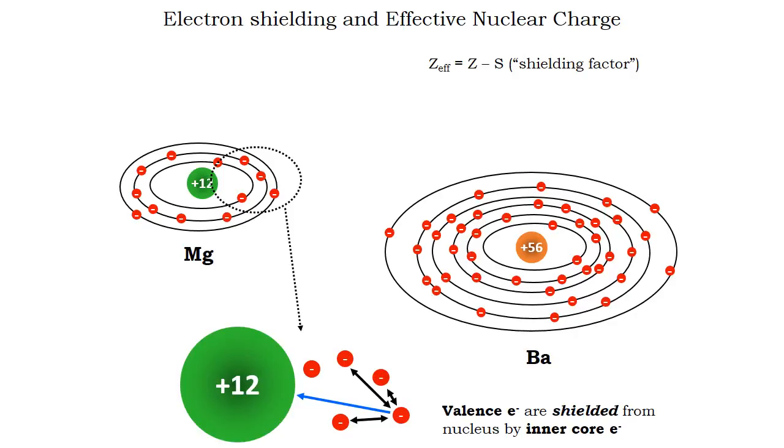This Z sub eff is the abbreviation for effective nuclear charge. Z would normally be the atomic number, and that would be the nuclear charge. Magnesium's atomic number is 12, which means its nuclear charge, Z, would be plus 12. But its effective nuclear charge is basically the charge that the outermost electrons feel. So Z is the typical nuclear charge, plus 12 for magnesium, plus 56 for barium. And S is called a shielding factor. That's basically how much shielding occurs by the inner core electrons.